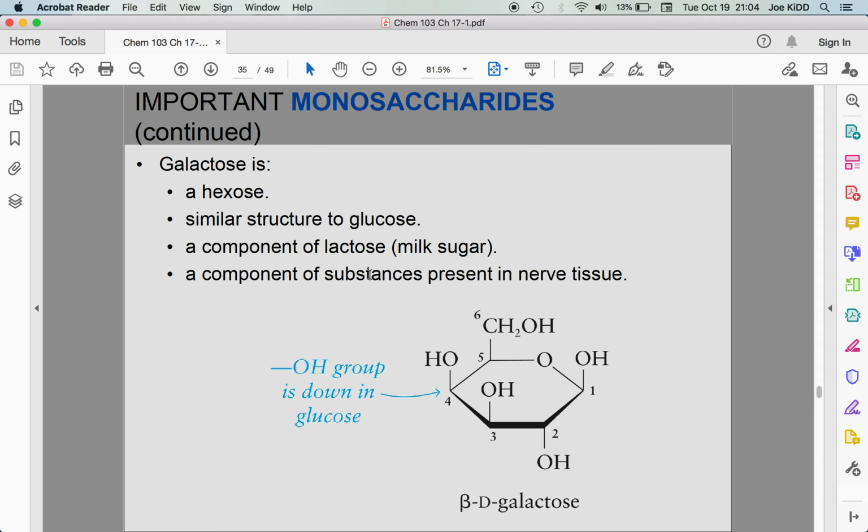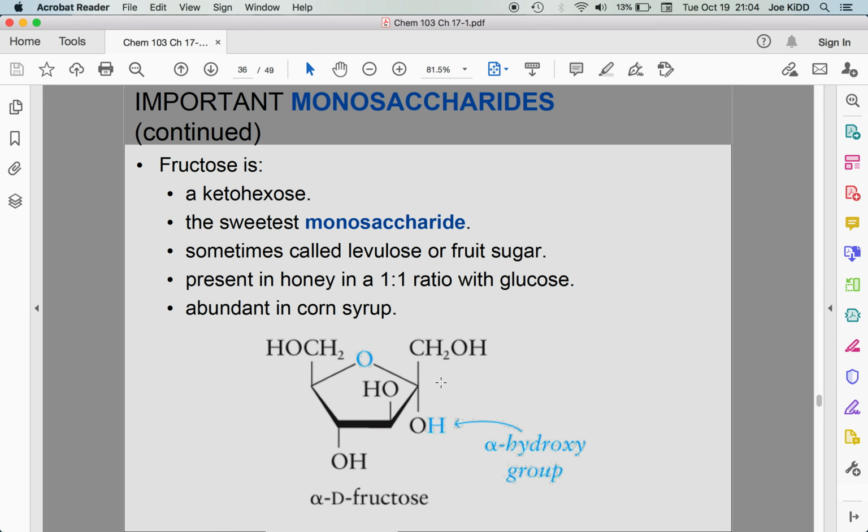Galactose is also a hexose. It's very similar to glucose in its structure. However, here on the 4 carbon, we can see that the OH group is down in glucose, and in galactose it points up. It is a component of breast milk, or just the sugar in milk, and is important for things like nerve tissue, the cushioning myelin around nerve tissue.